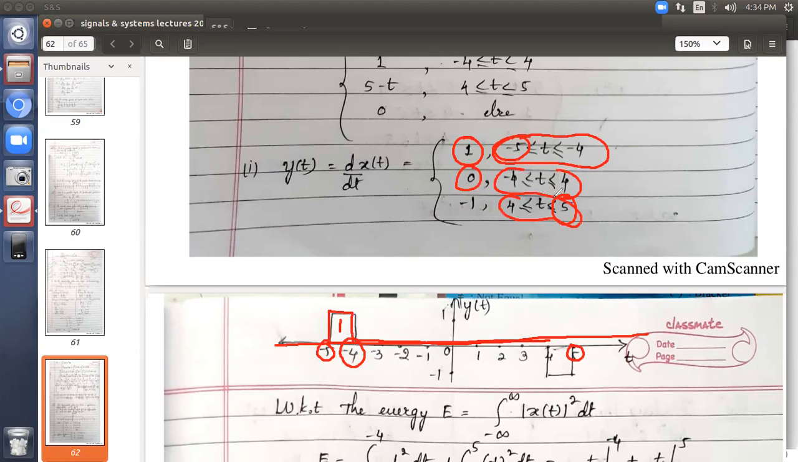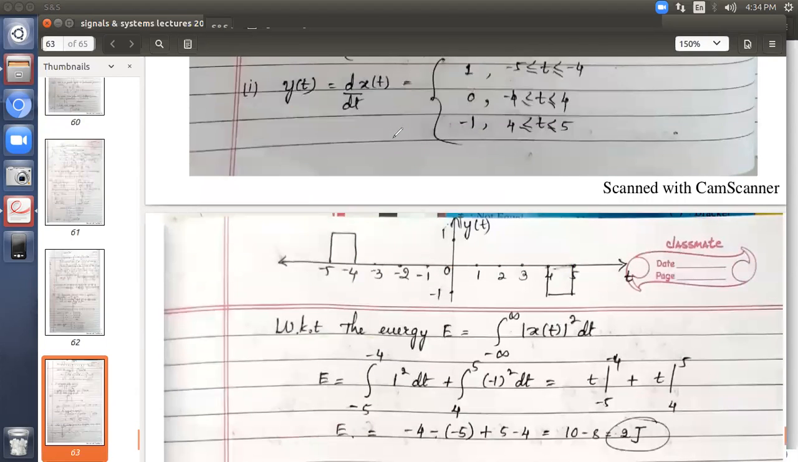And between 4 to 5, if you observe, the amplitude is negative, -1. So a negative pulse I have drawn. This is -1. This is how I can draw y of t. They have not asked you to draw y of t, but however, we can try drawing.